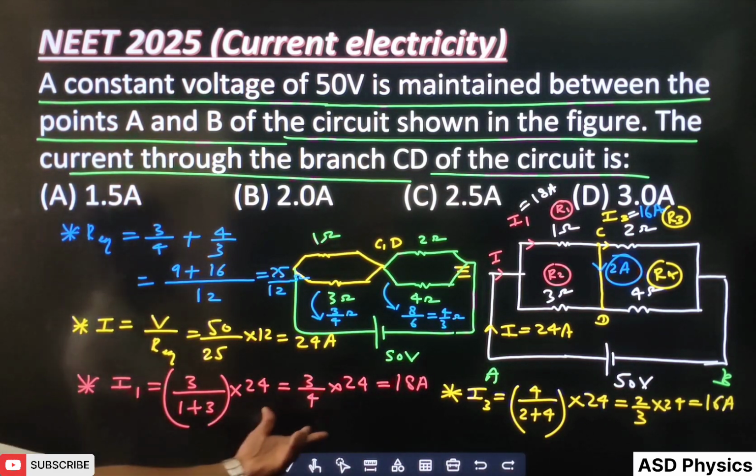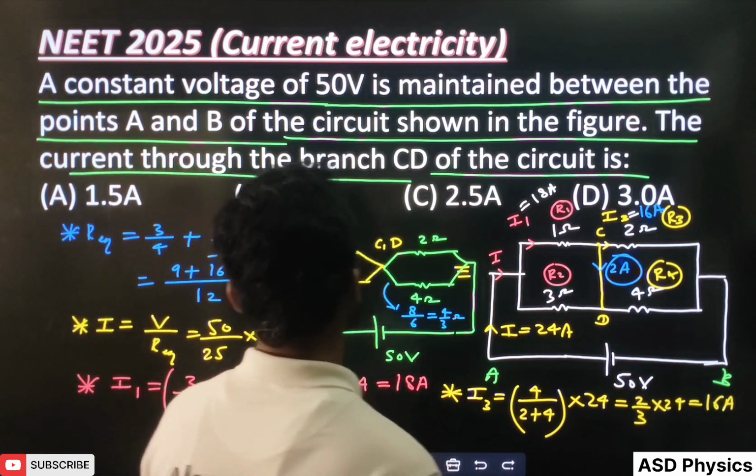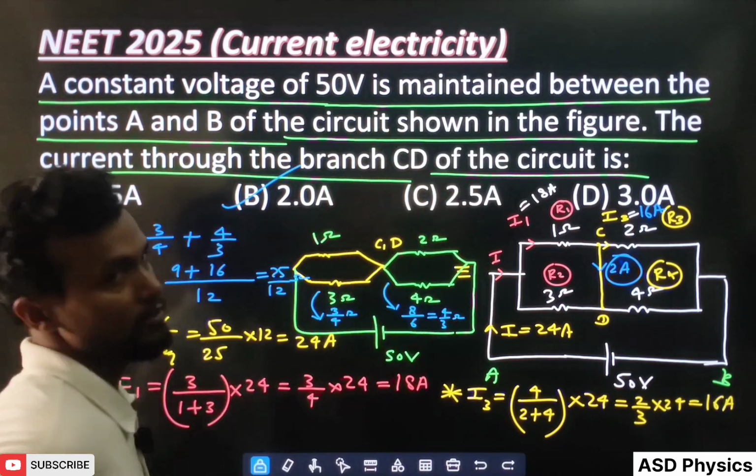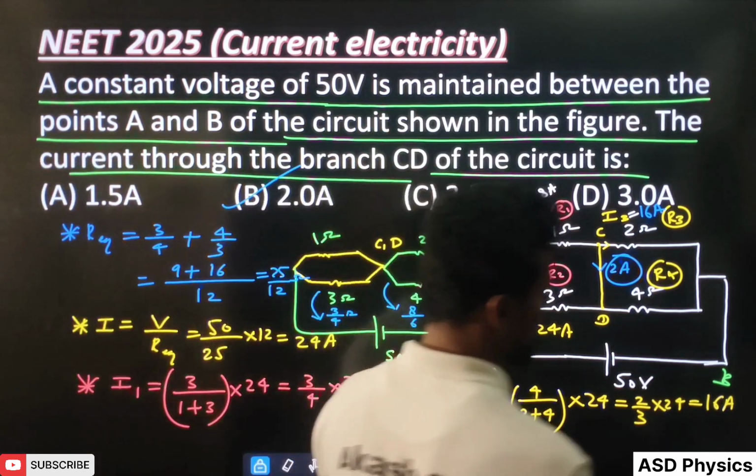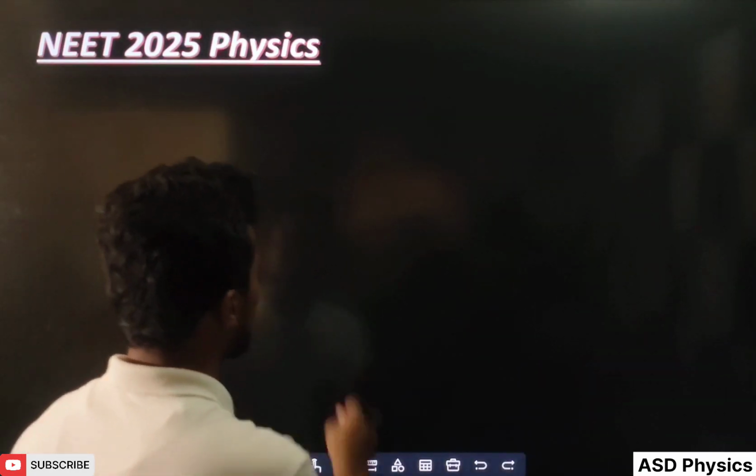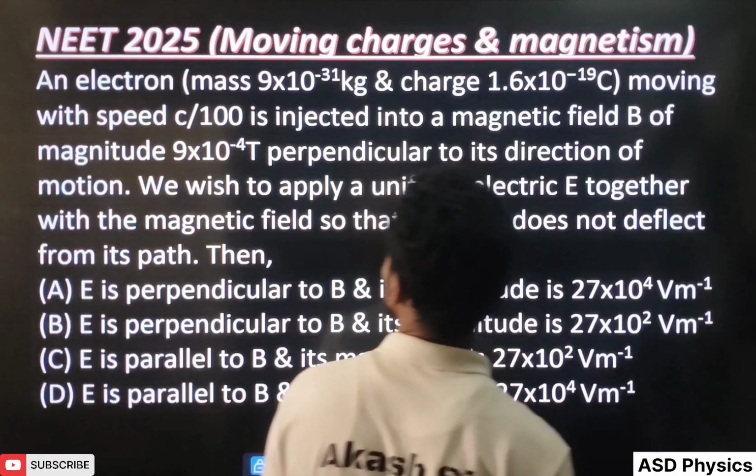If you want to use KVL, okay, but I feel this is much more comfortable. You can use KVL also, no problem here. So see, anyhow, this space we have used.